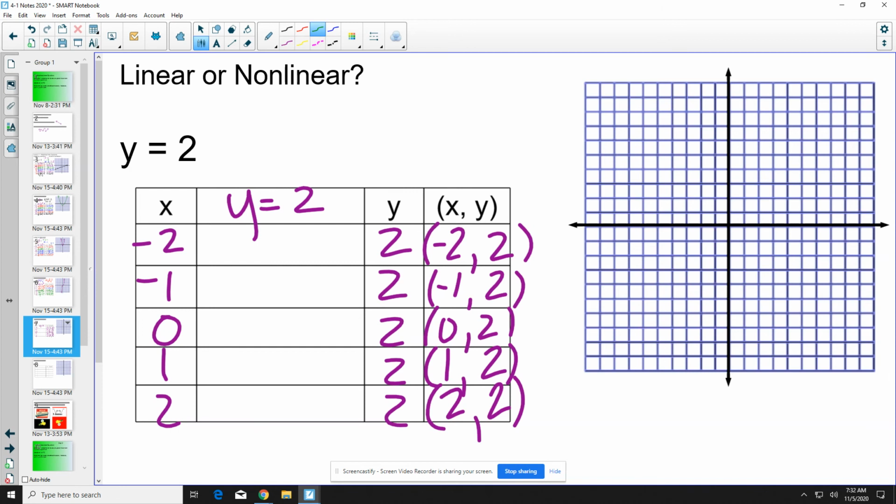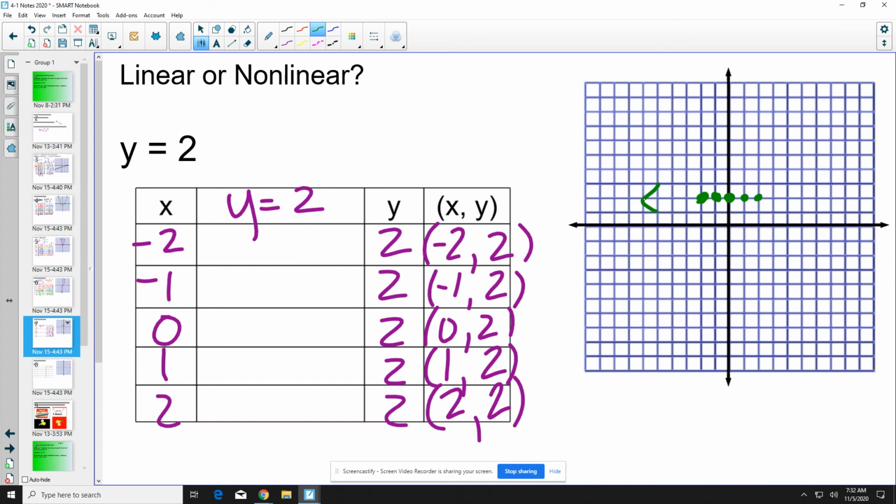If you don't have it drawn, pause before we graph. Draw your x-axis and y-axis, hit play when you get done. So -2, 2, left 2, up 2. -1, 2, left 1, up 2. 0, 2 tells me don't go left or right, go up 2. 1, 2 is right 1, up 2. 2, 2 is right 2, up 2.